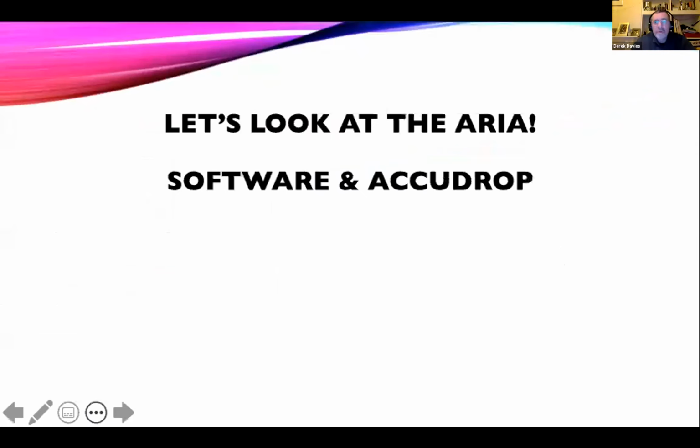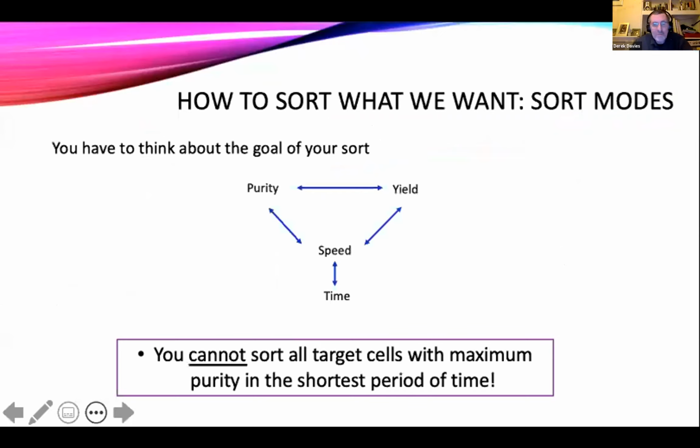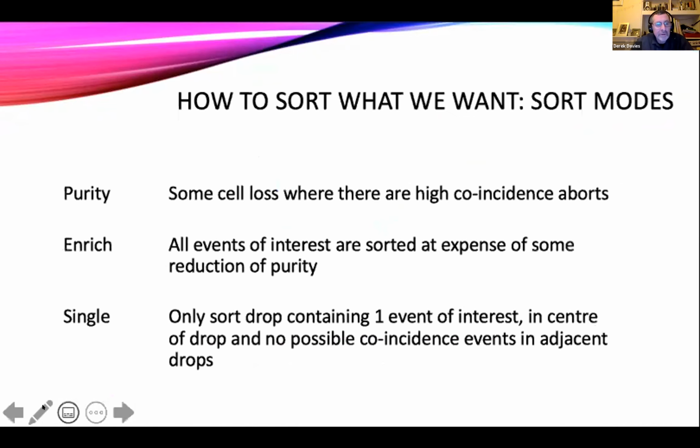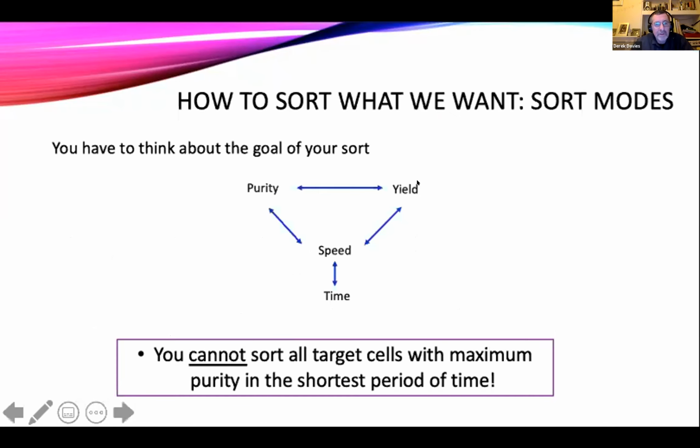Okay, so when we're thinking about sorting, what do we want? Normally, what people first think about when they come to the cytometer is they want to get a pure population of the cells that they're interested in. So they're interested in the purity of their sort. But actually, when you think about it, there's something else that you're interested in as well, and that's the yield that you're going to get.